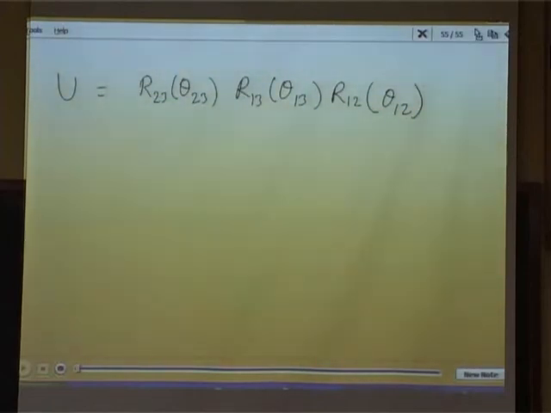Then we tried to see what we know about these angles through experiments. The first thing was we looked at reactor experiments like Chooz, which told us that this theta 1 3 was nearly equal to 0. It actually told us that it's either near 0 or 90 degrees, but we saw that 90 we can rule out. So very often this theta 1 3 angle is called theta reactor.